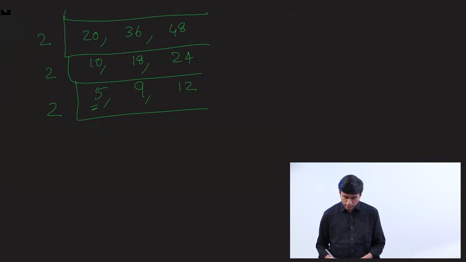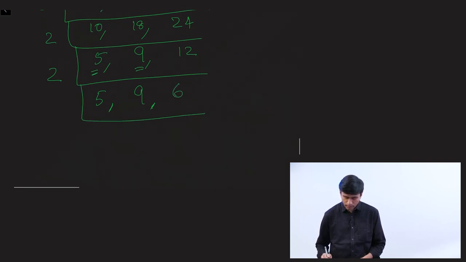Here you see 5 is not divisible by 2. So you need to bring 5 down as it is. The same with 9. If a number is not divisible by 2, you just have to bring it down. 12 is divisible by 2. So we write it as 6. 2 sixes are 12. Again, we bring 5 down as it is because it is not divisible by 2. Same with 9. 2 threes are 6.